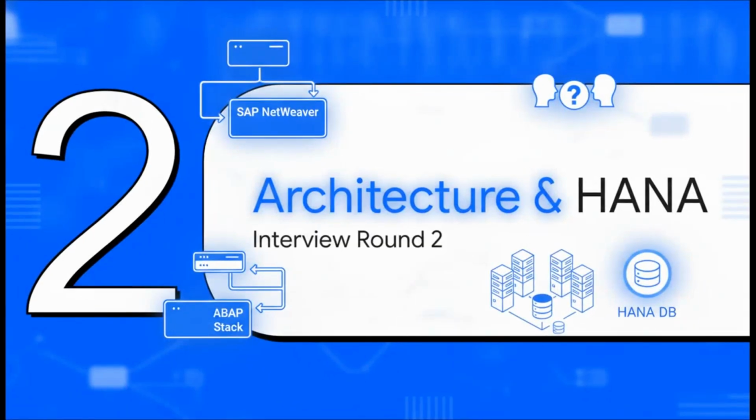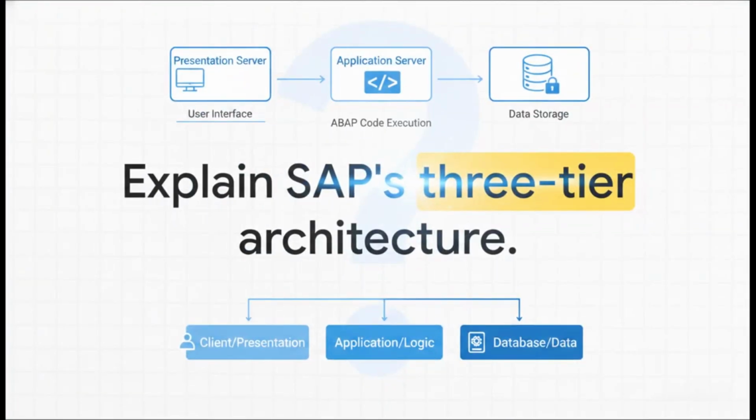Moving on to Section 2, Architecture and HANA Evolution. Welcome to Interview Round 2. Now the interviewer is going to dig into the technical foundations just to see how well you know how the system operates under the hood. You will almost certainly hear this one. Explain SAP's three-tier architecture. They're asking this to make sure you know exactly where your ABAP code is executing versus where the data is actually sitting.